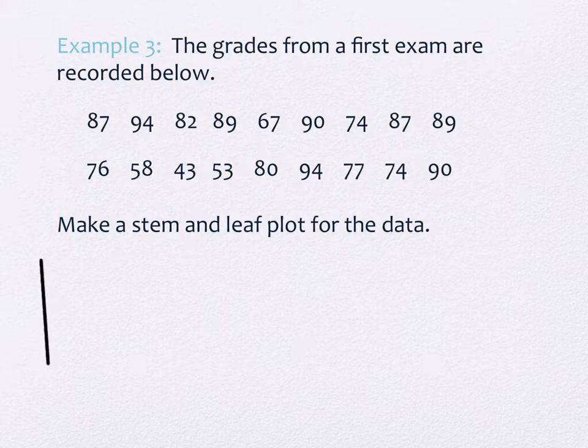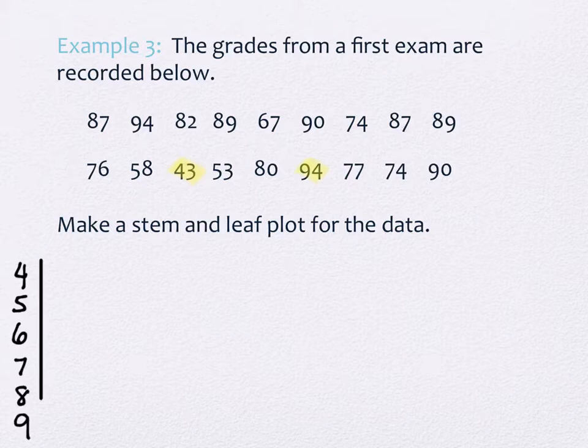So I'm going to make a line on the left. I need to know, kind of like on the last one, what's my smallest and my biggest value. So what is the lowest value you see in this table? 43. And the largest? 94. Okay, so what that tells us is that we're going to do 40-something, 50-something, 60-something, 70, 80, and 90, and I'll make my vertical line longer. So those are the stems. They're the tens digit for all the grades.